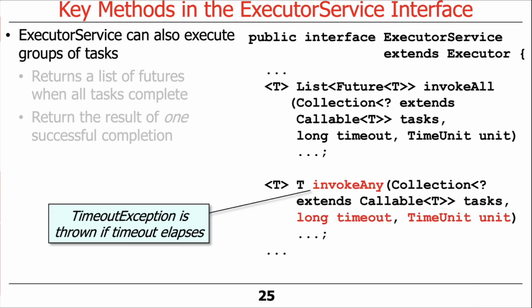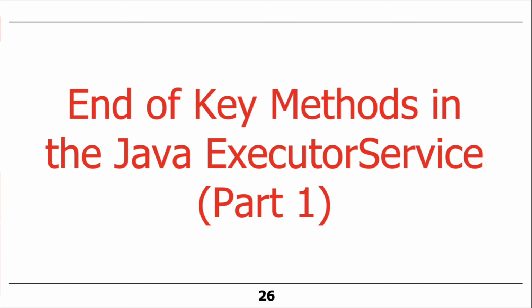In this case, invokeAny will throw a timeout exception if the timeout elapses, because we're not worrying about anything more than that one value. So that's the end of the overview of the first round of key methods in the Java ExecutorService.